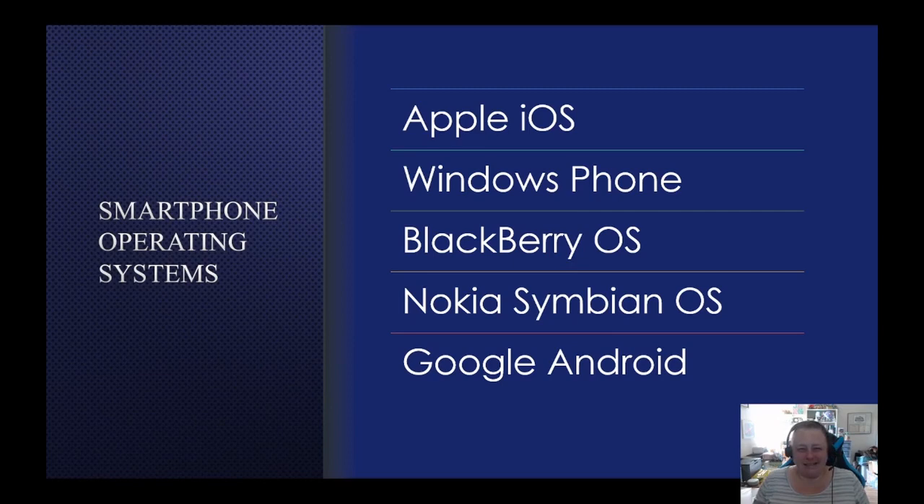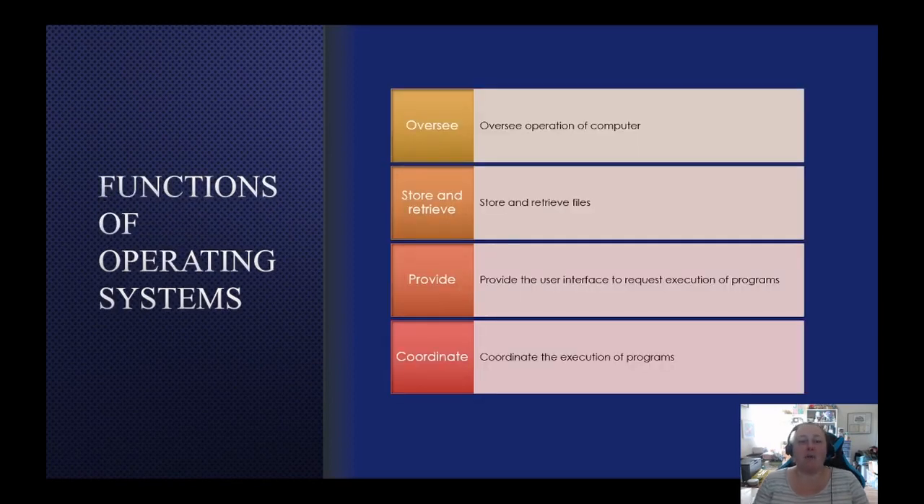But what does an actual operating system do, and what is its function in life? All operating systems, regardless of the manufacturer or which operating system we're talking about, are all going to have the same basic common functions. They are going to oversee the operation of the computer. They're going to store and retrieve files. They're going to provide some type of user interface so that the user can execute different various programs. And then finally, they are going to coordinate the execution of all of those programs running at one time.